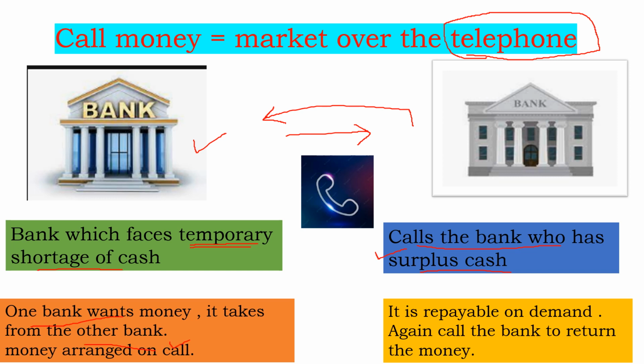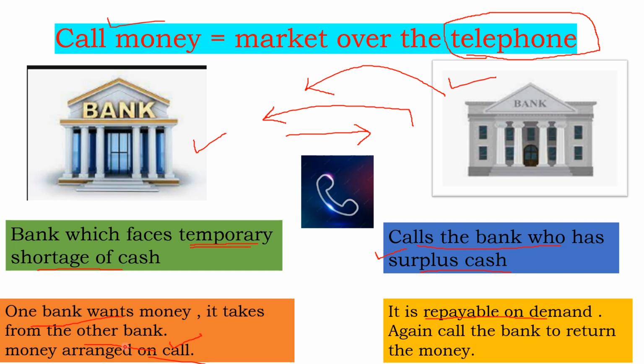Money arranged on call. So the call money is basically money arranged on a call. This is repayable on demand. Now when the lending bank wants its money back, it can ask for it. It is under no obligation, like, oh my God, I have given it to the other bank, I cannot ask again. No, it is very well repayable on demand. As and when this bank needs the money back, it can call the borrowing bank to pay it back.